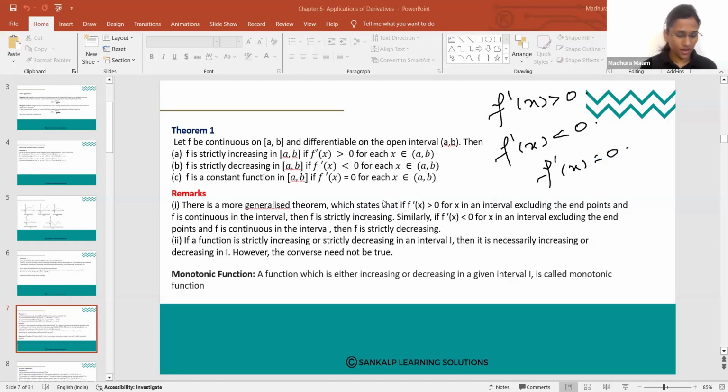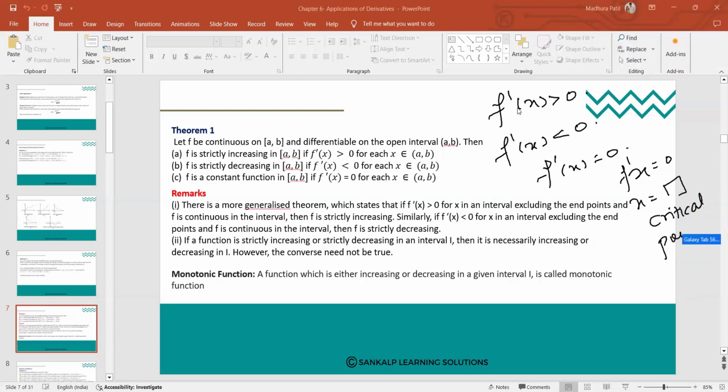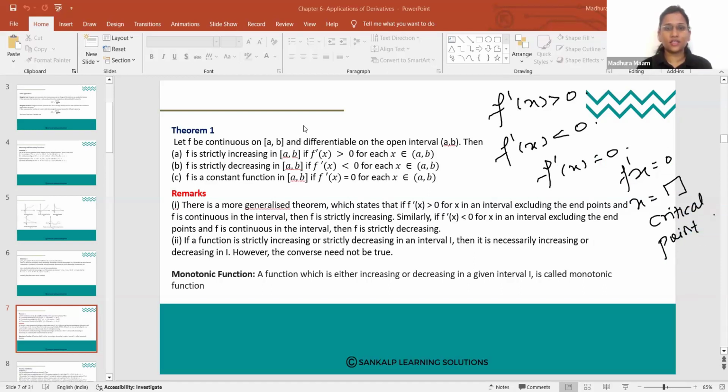We have seen this much in the last class, and we started seeing examples of how to find increasing and decreasing functions. Either we use the first definition or we use this theorem. This theorem is very easy because we can find the derivative. The mechanism is to put f dash equals 0 and you will get the x value. That is what we call the critical point. Using these, we check whether the function is increasing or decreasing.